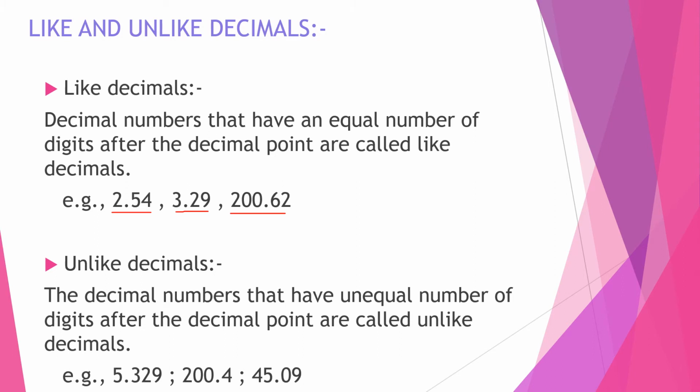So what are unlike decimals then? Unlike is exactly opposite to like. The decimal numbers that have an unequal number of digits after the decimal point are called unlike decimals. See here, for example, 5.329, then 200.4 and then 45.09. If you observe these three examples neatly, in the first example, three decimal places are there. In the second, one decimal place, and in the third, two decimal places. That means the number of digits after the decimal point is unequal. Got it? So that's why these are said to be unlike decimals.